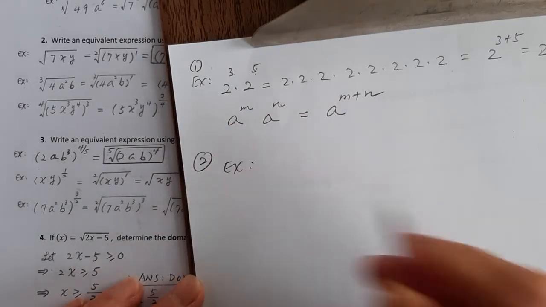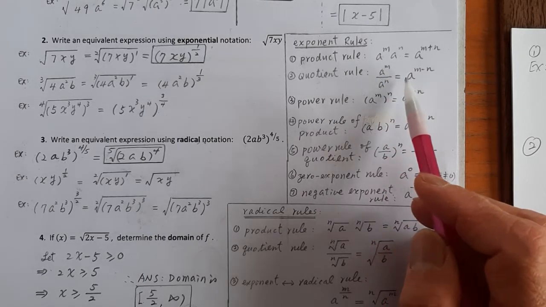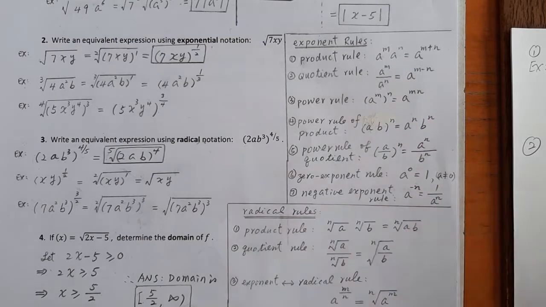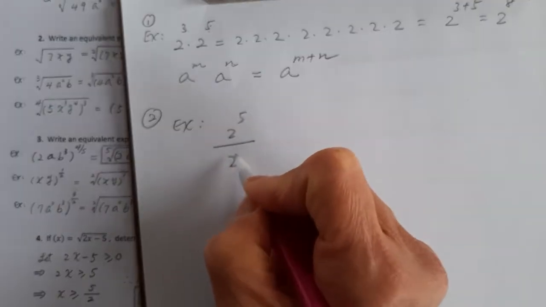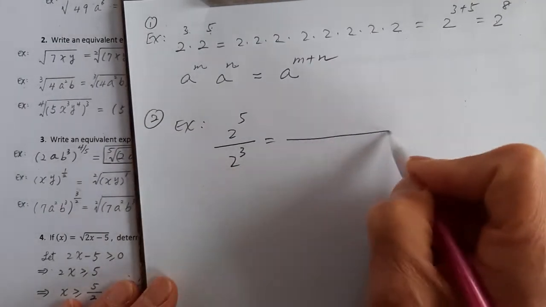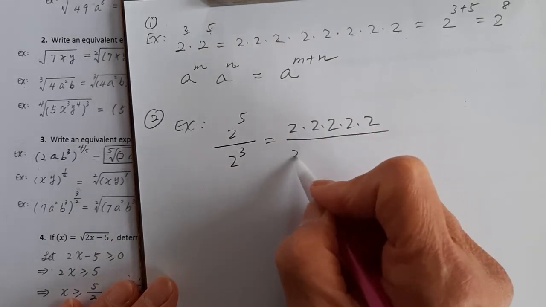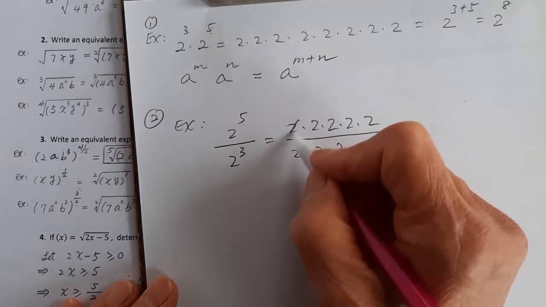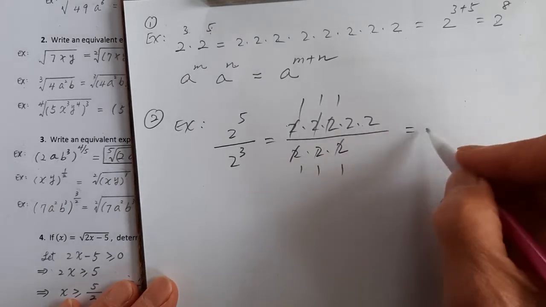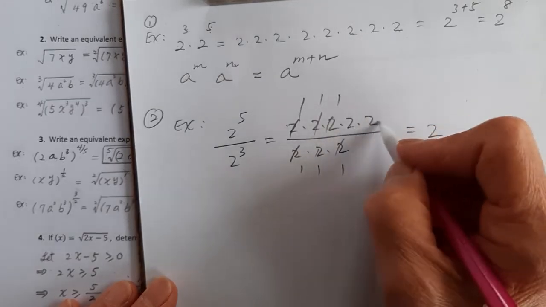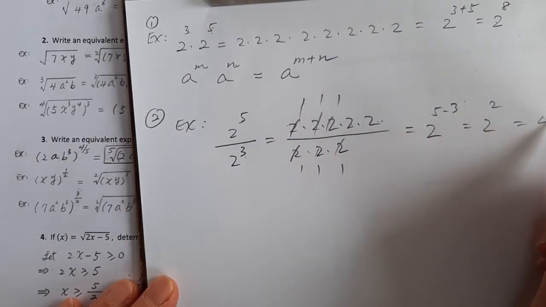The second one is the quotient rule. a to the power m divided by a to the power n equals a to the power m minus n; you subtract the exponents. For example, 2 to the power 5 over 2 to the power 3. 2 to the power 5 is 2 times 2 times 2 times 2 times 2, and 2 to the power 3 is 2 times 2 times 2. 2 divided by 2 is 1, three times. So what remains is 2 squared, which is 5 minus 3. That is 2 squared, and simplified, it's 4.